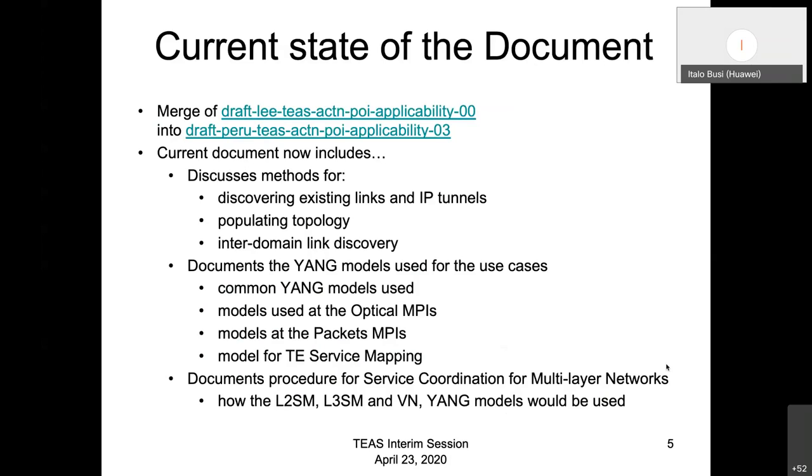We describe the different YANG models that are used at the different MPI. In particular, we exploit the advantage of the work done in the IETF that most of the models are common. So we show which models can be applicable to both optical and packet, and which models are specific for optical and which are specific for packet. And then we are discussing also some coordination when you create layer two and layer three services using the service model.